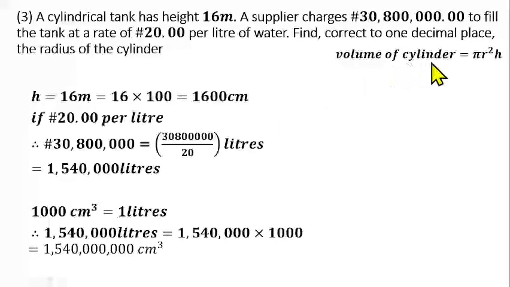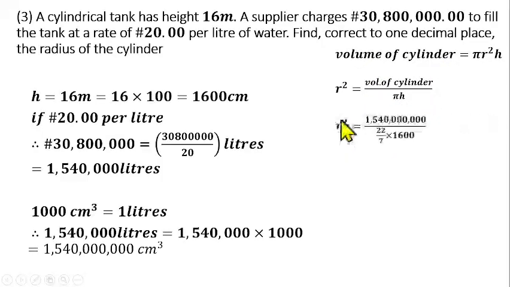So we know that the volume of a cylinder is pi r squared h, and our aim is to find the radius. So we can divide both sides by pi h. We know the volume of the water in the cylinder now, which is this quantity. That means r squared equals the volume of the cylinder divided by pi h. So you can substitute: r squared equals 1,540,000,000 centimeter cube divided by pi, which is 22 over 7, multiplied by the height of the tank, which is 1600.